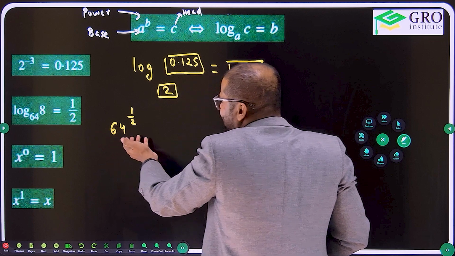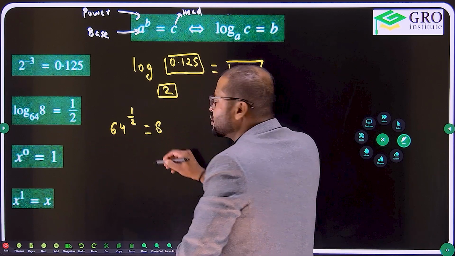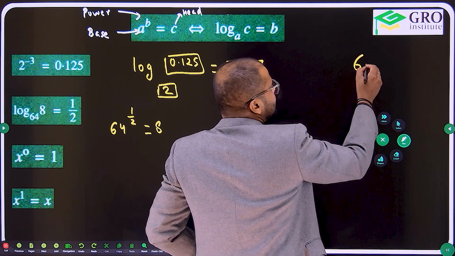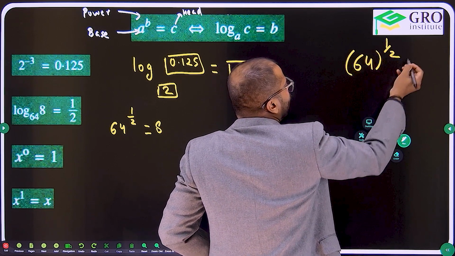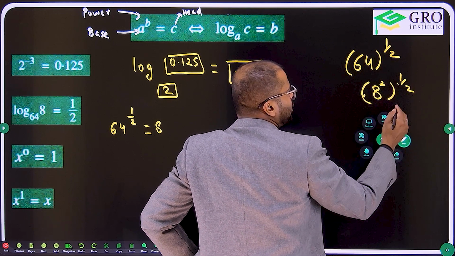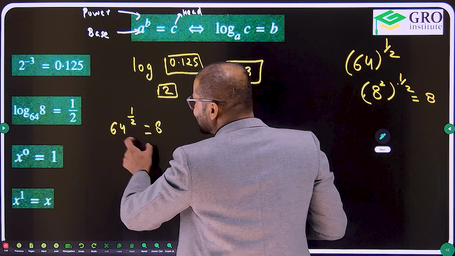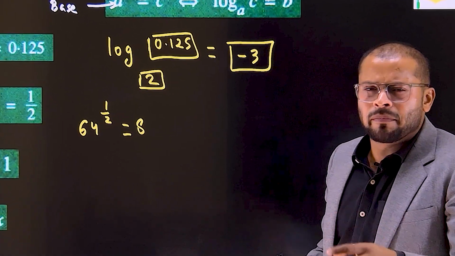And you know very well, 64 to the power 1 by 2 is 8. Yes or no? Do you solve it like this now? 64 to the power 1 by 2 is what? You will say it is 8 square. 8 square to the power 1 by 2, the 2 and 1 by 2 cancel, answer is 8. Yes or no? So the answer is 8. Now I think you have some better idea.